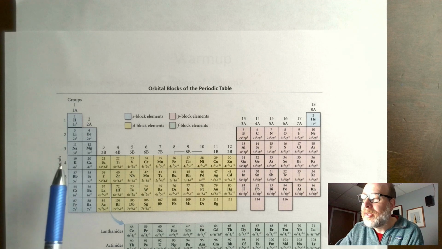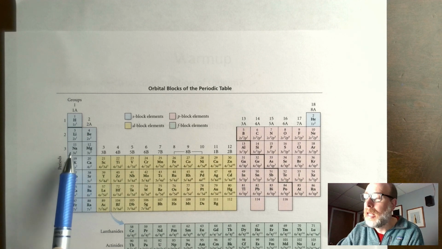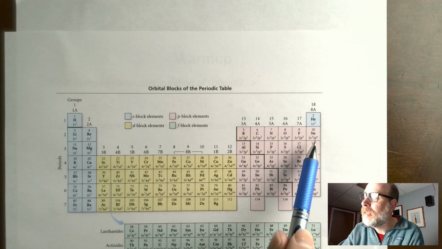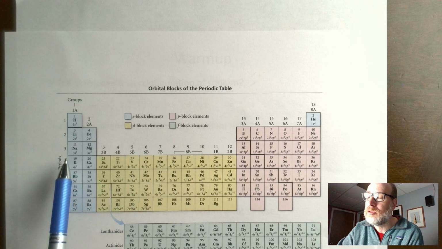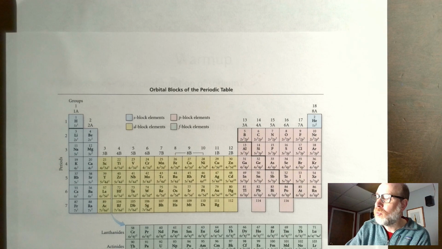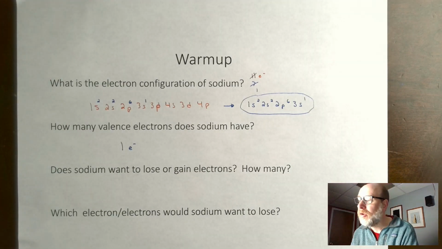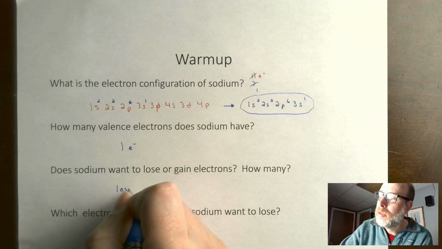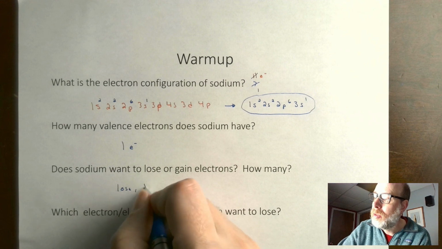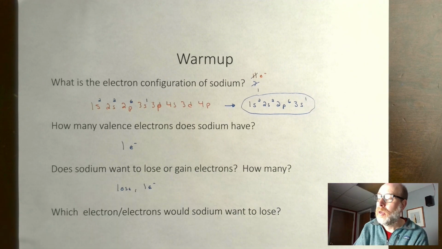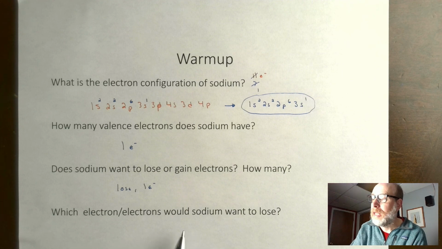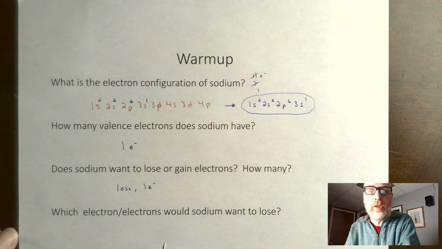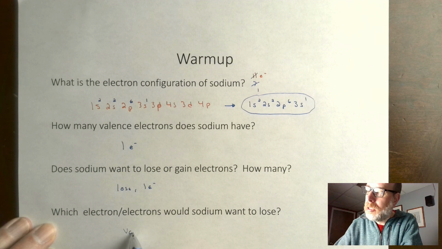So we've got sodium there with 11 electrons, all right, and it wants to be like neon with 10. It wants to be like a noble gas, so it wants to lose 1 electron. So sodium forms a +1 ion. Does sodium want to lose or gain electrons? It wants to lose electrons. And how many? 1 electron. Which electron or electrons would sodium want to lose? The valence electrons.